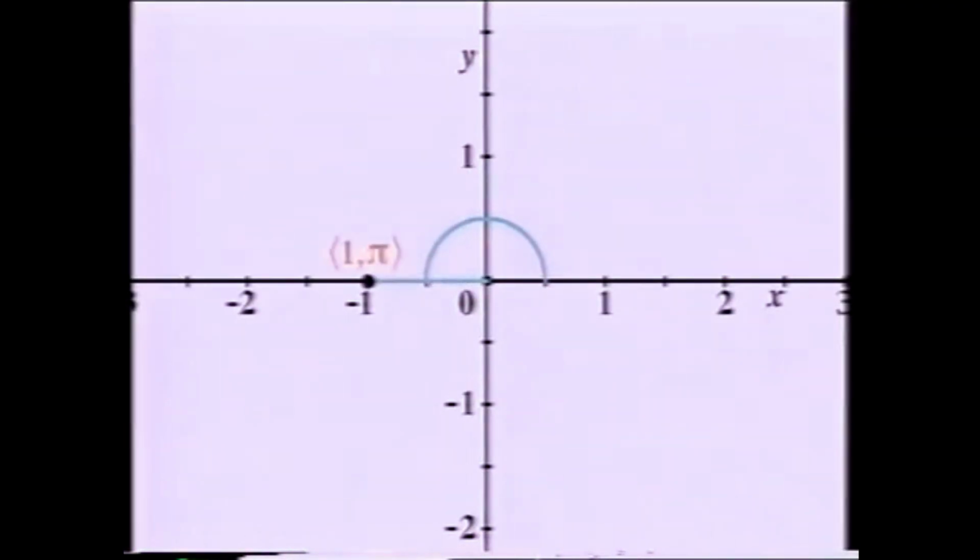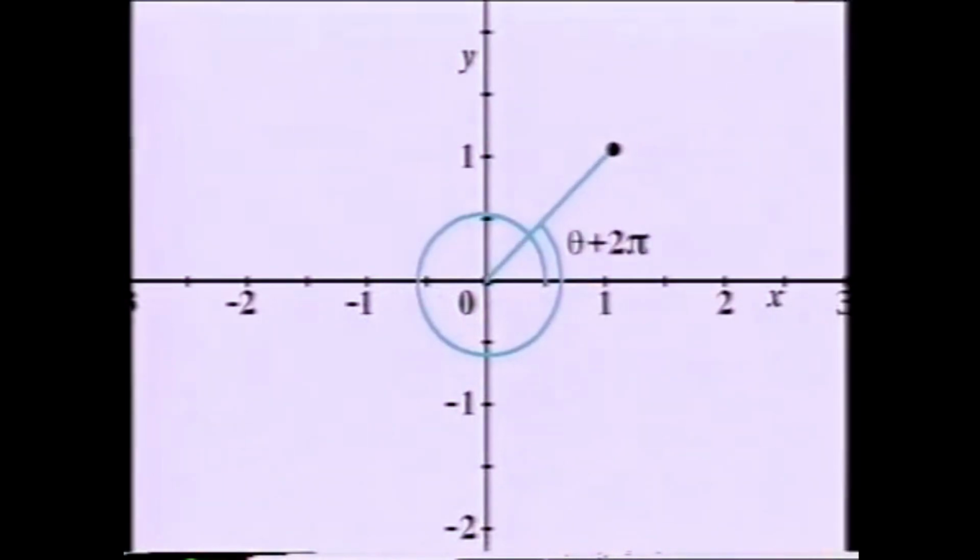Notice that the distance r is always positive. But the angle theta can be positive or negative. A clockwise angle gives a negative value for theta. Also notice that for a given point, the angle theta isn't unique. You can add or subtract 2 pi or any integer multiple of 2 pi to theta. That can be a bit of a problem, as you'll see later.